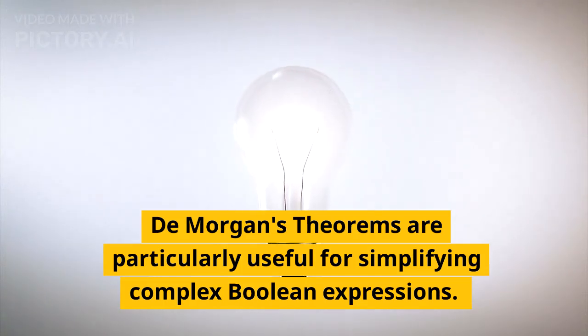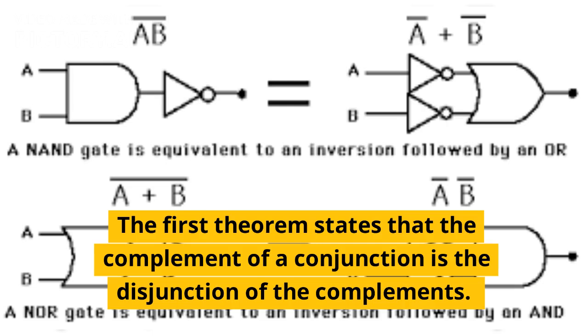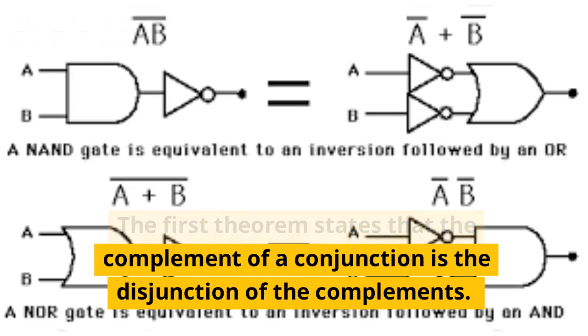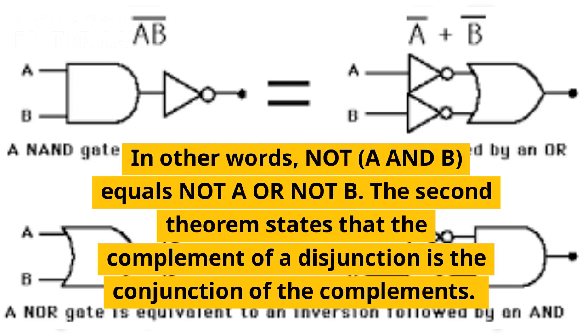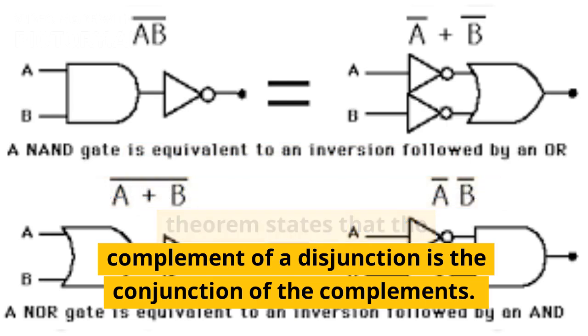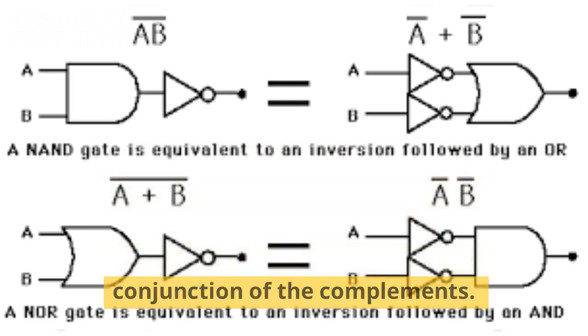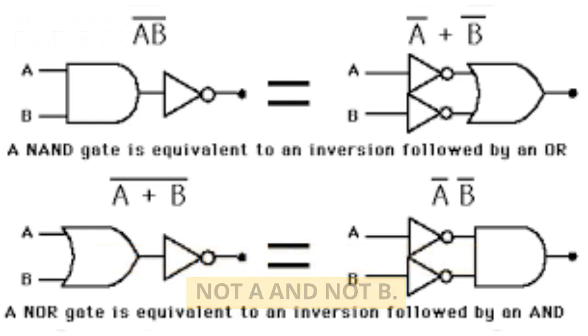De Morgan's theorems are particularly useful for simplifying complex Boolean expressions. The first theorem states that the complement of a conjunction is the disjunction of the complements. In other words, NOT (A AND B) equals NOT A OR NOT B. The second theorem states that the complement of a disjunction is the conjunction of the complements. In other words, NOT (A OR B) equals NOT A AND NOT B.